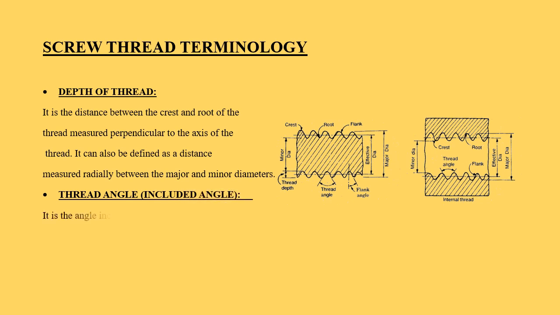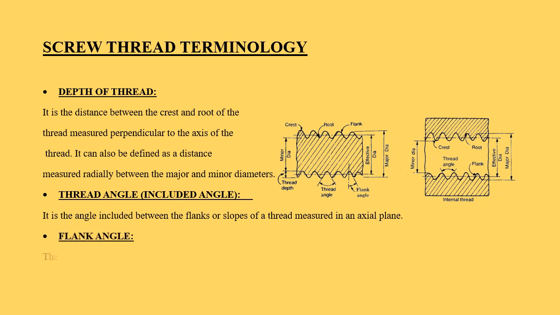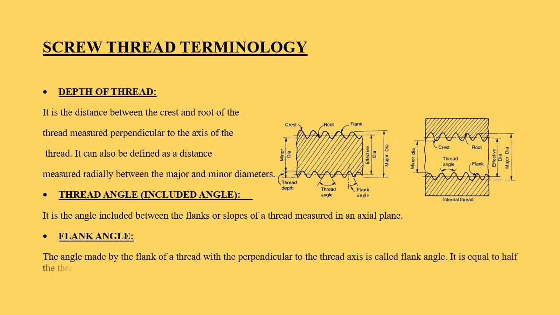The thread angle is the included angle between the flanks or slopes of a thread measured in an axial plane, and flank angle is the angle made by the flank of a thread with the perpendicular to the thread axis. Flank angle is equal to half of the thread angle.